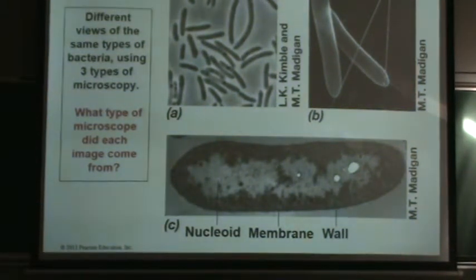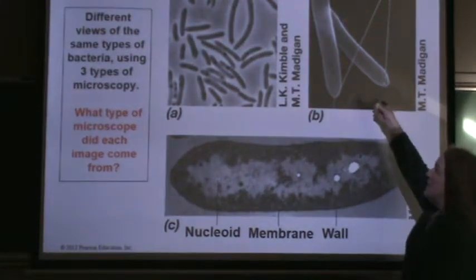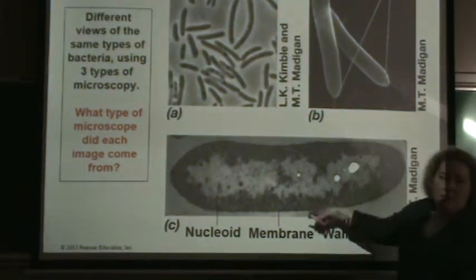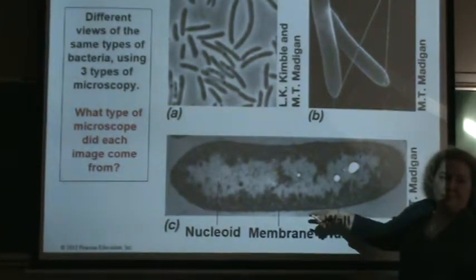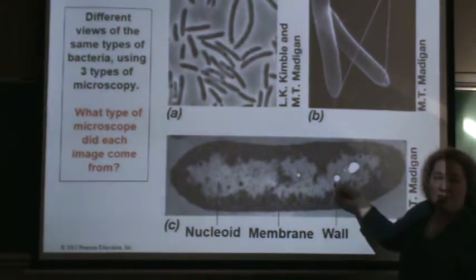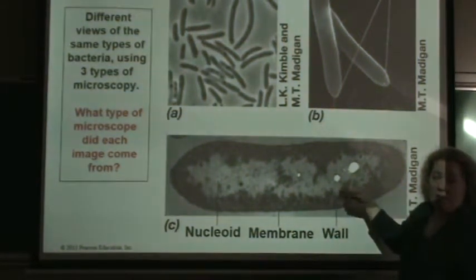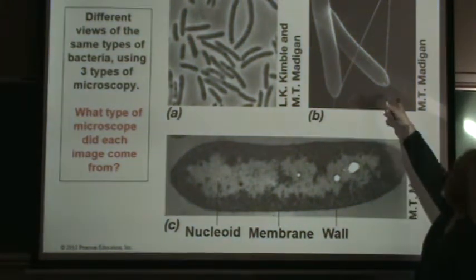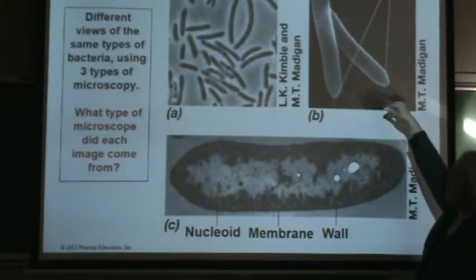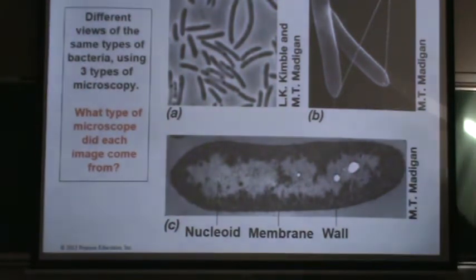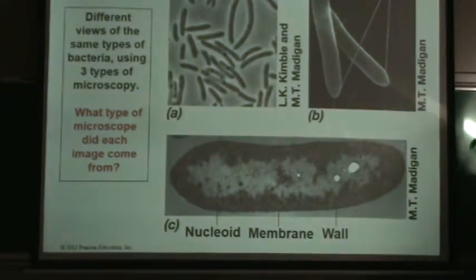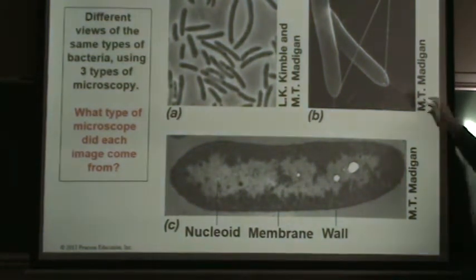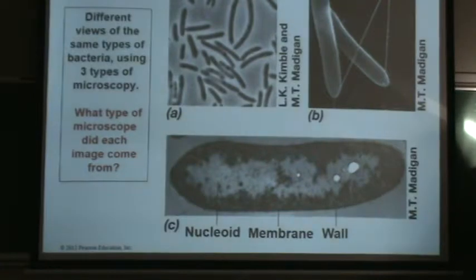You can also use electron beams to magnify and resolve your items as well. If you see a picture like this where it looks 3D, and like you can see shadowing and so on, that's scanning electron microscope, or SEM. So this picture right here is the SEM, which is scanning electron microscope.